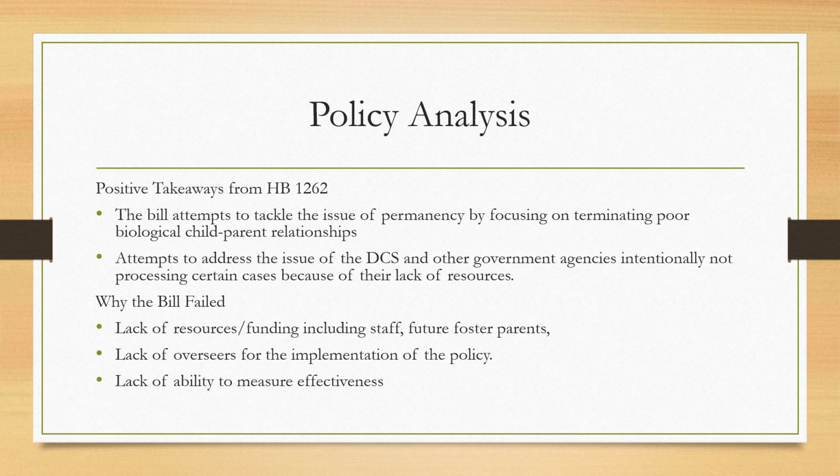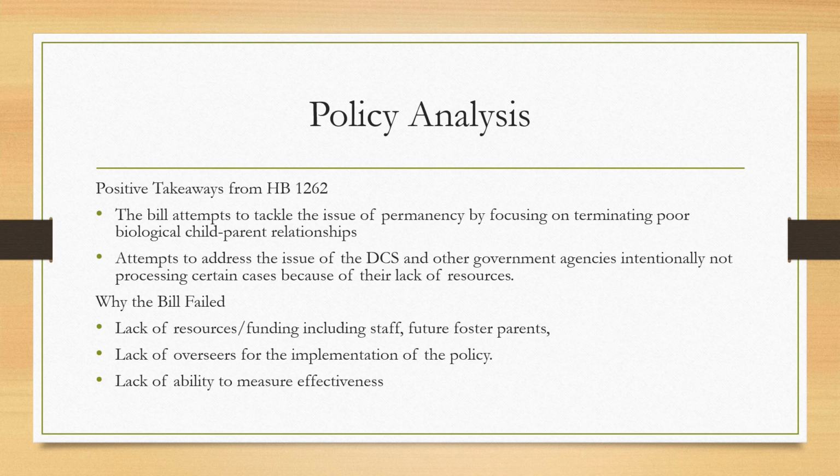Secondly, it attempts to address the issue of DCS and other government agencies intentionally not processing certain cases because of their lack of resources. So again, the DCS has been known to intentionally not process certain cases because they lack the resources and staff members, and that goes back to our earlier issues of the three factors that affect child permanency, and one was lack of resources and lack of staffing. DCS struggles from this, and this bill attempts to make them more responsible. But as we'll see later, that might not be enough for that specific issue.